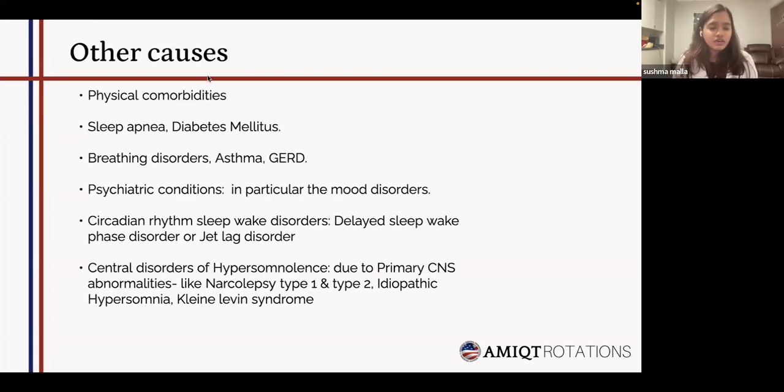And coming to the other causes that we have to rule out, it would be physical comorbidities, for example weight gain and obesity.